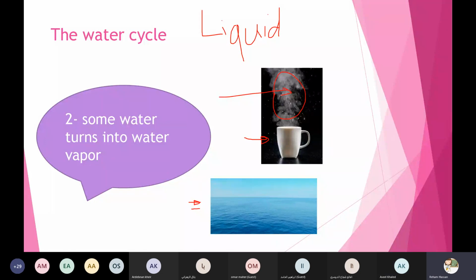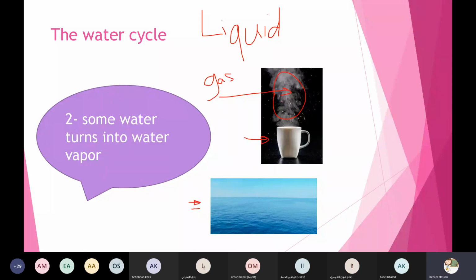Yes, Asil, amazing. Thanks a lot. It is the vapor. Thanks, Ahmed Abdullah. Thanks a lot, grade 1. Please close your mic and listen to me. It is the water vapor. So now the water changes from a liquid to a gas. Again, it changes from a liquid to a gas.